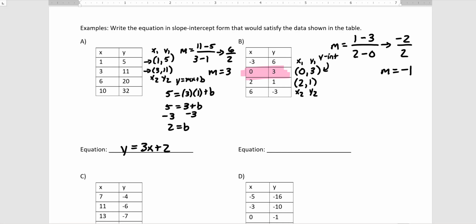So that tells me right away that b equals 3. So I don't even need to do that additional math to calculate my y-intercept that I did on letter A. I can just go ahead and write my equation. Y equals negative x, you could say negative 1x if you wanted, plus 3. There we go.